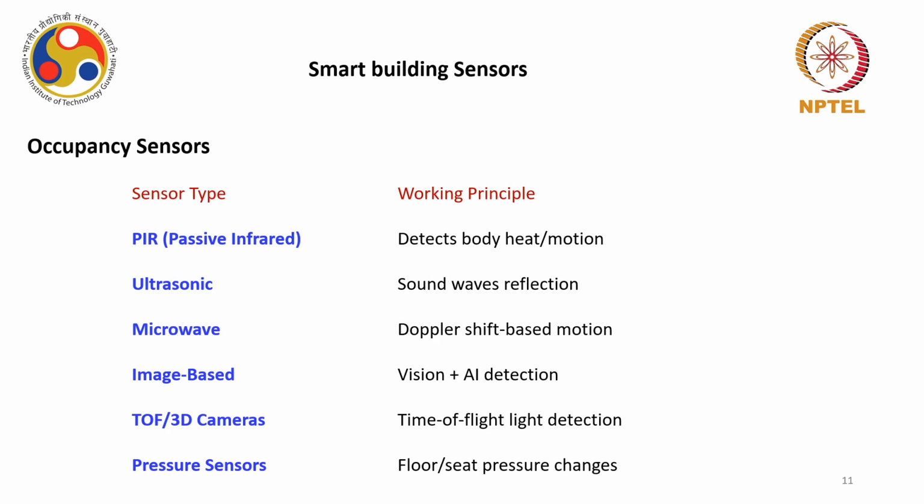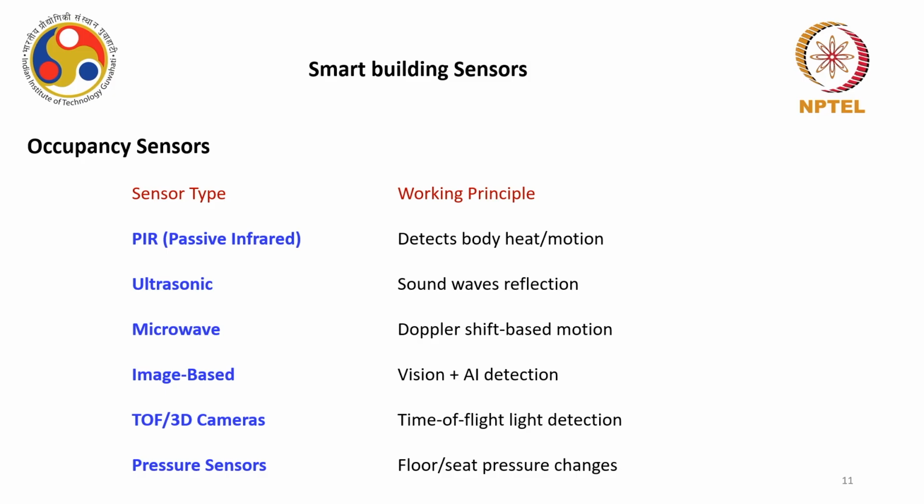In image based sensors, you utilize computer vision for detection of a person using certain cameras. Then you have time of flight or 3D cameras, where you use time of flight light detection for the behavior of the occupant, particularly in occupying certain areas. Then you have the popular PIR sensor, the passive infrared sensor, which we have discussed in detail, detecting human body heat or an object's heat, which emits a certain wavelength of mid IR.